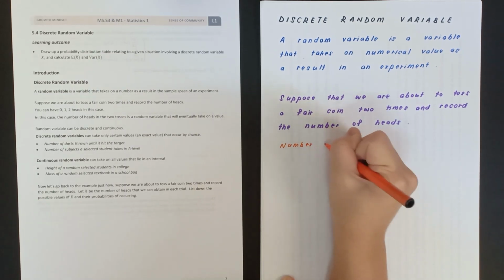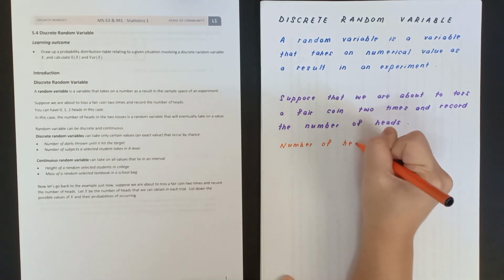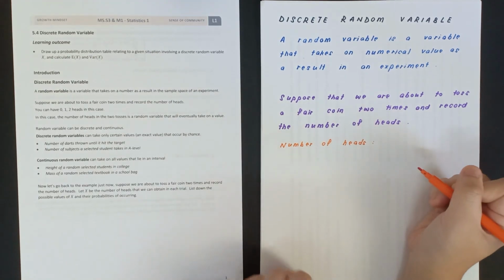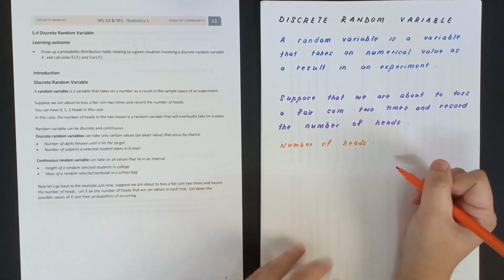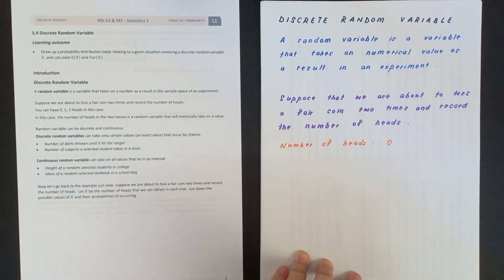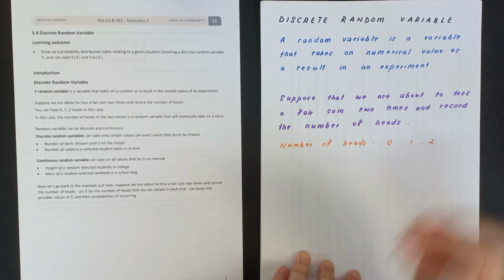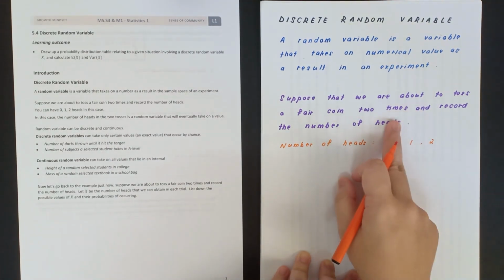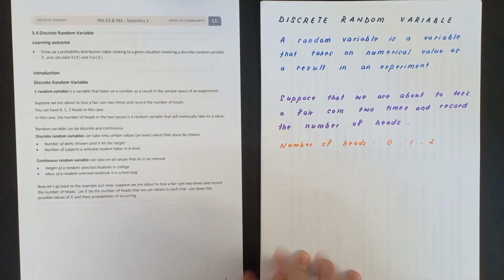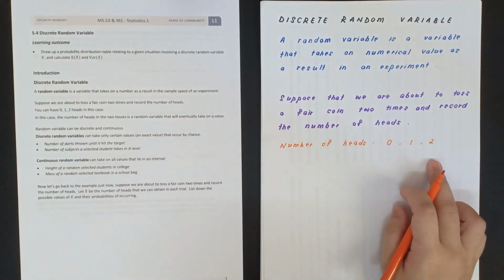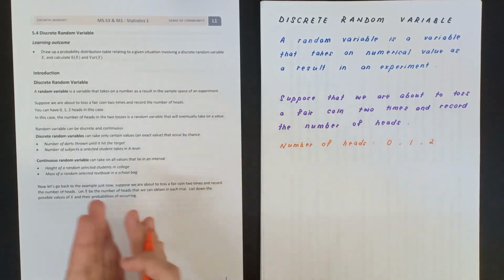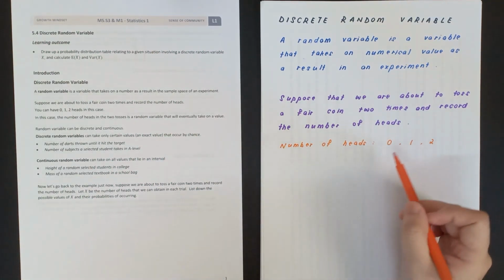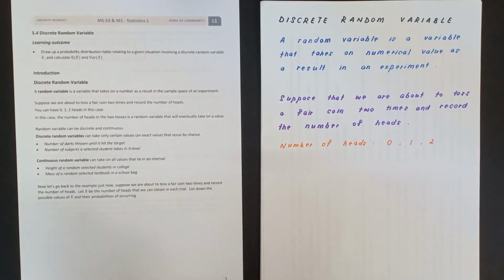Because the question wants you to record your number of heads, right? So what are the possible outcomes for your number of heads when you toss the fair coin 2 times? Maybe you didn't get any head, which is 0. Maybe out of the 2 times you get 1 head, so that's 1. And you can also get 2 heads. Are you able to get a 3? No, because you only toss it 2 times. So the maximum number of heads that you will obtain is 2 only. So the number of heads will be 0, 1 and 2. These are the outcomes from your experiment.